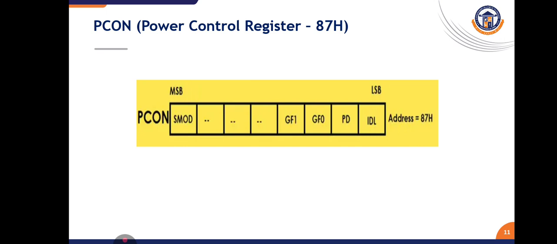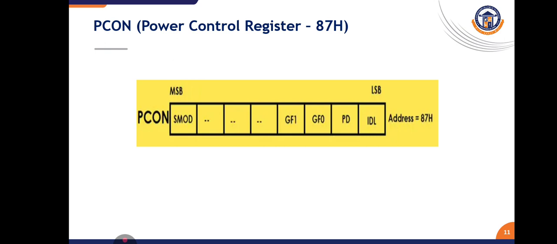During idle mode, the microcontroller will stop the clock signal to the ALU. During power down mode, the oscillator will stop and the power will be reduced to 2 volts. To terminate the power down mode, you have to use a hardware reset. Apart from these two, the PCON register can also be used for a few additional purposes.